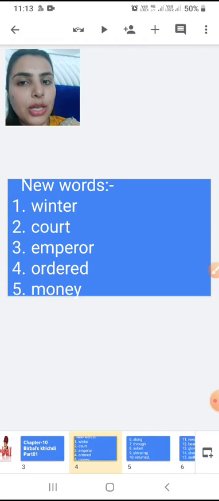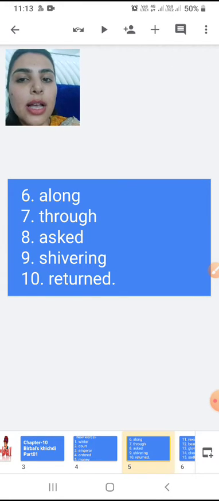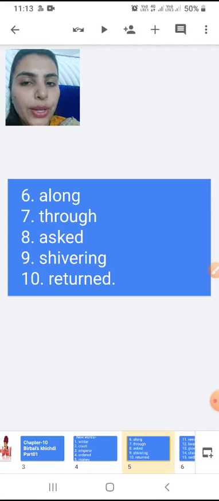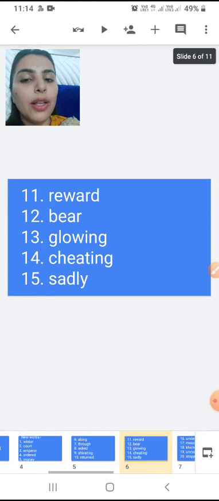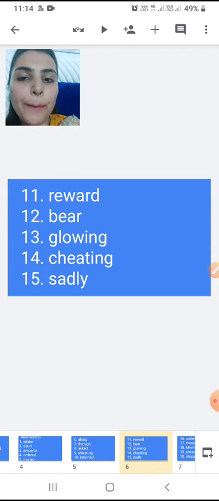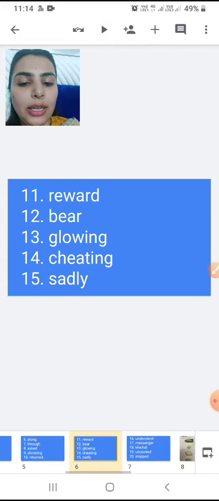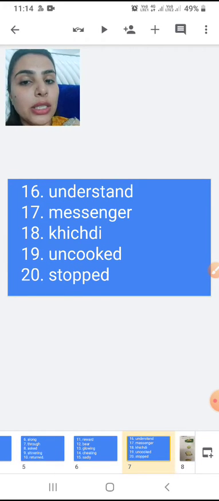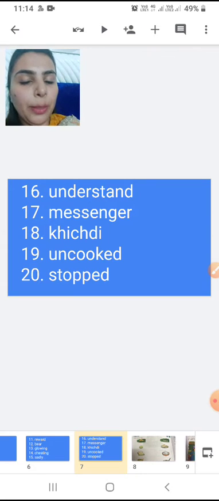First is winter. Second is court. Third is emperor. Fourth is ordered. Fifth is money. Sixth is along. Seventh is through. Eighth is asked. Ninth is shivering. Tenth is returned. 11th is reward. 12th is bear. 13th is glowing. 14th is cheating. Khichdi. 19th is uncooked. 20th is stopped. Okay, so these are the new words which will appear in this chapter.